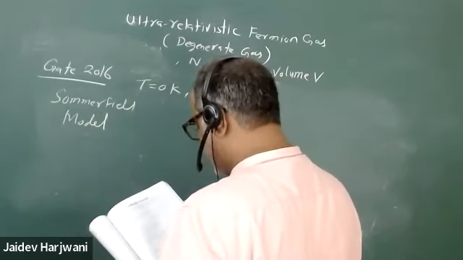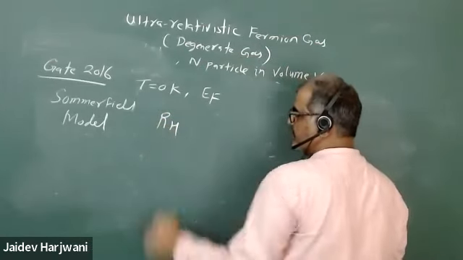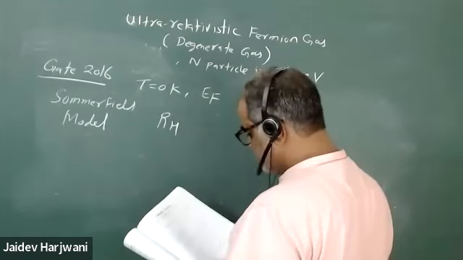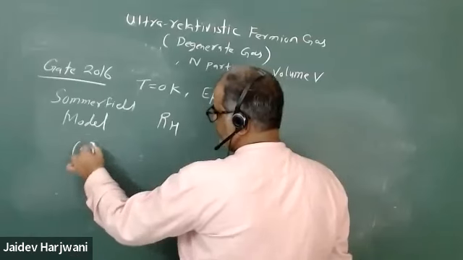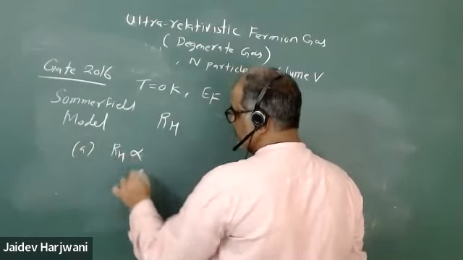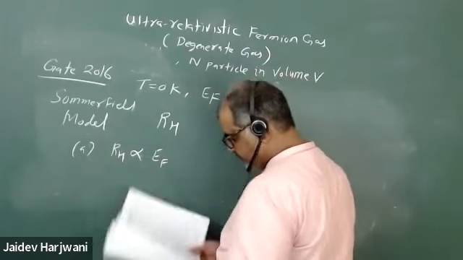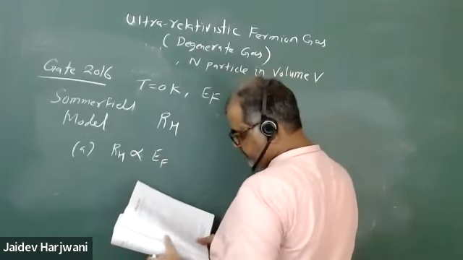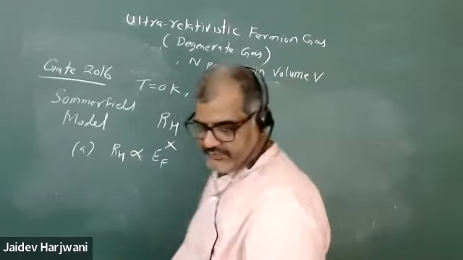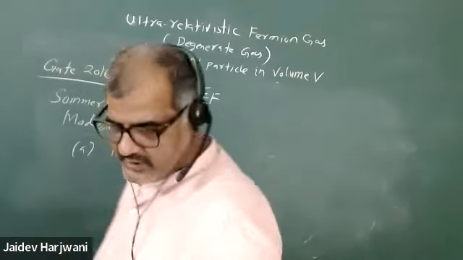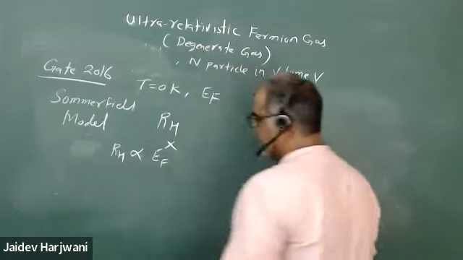and RH is the Hall coefficient. Then which of the following statements is correct? You have to show how RH depends on Fermi energy. They have given 4 options, so I'm not writing all 4 options. They have given different powers, say power X. So let us find out what the dependence is.